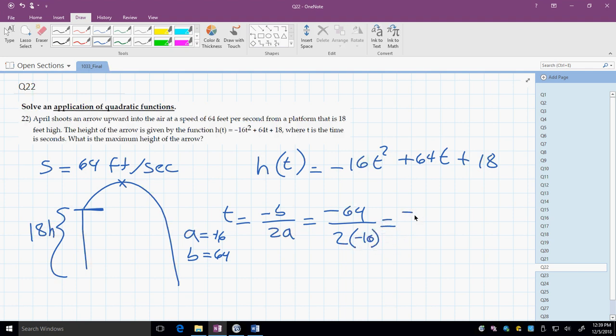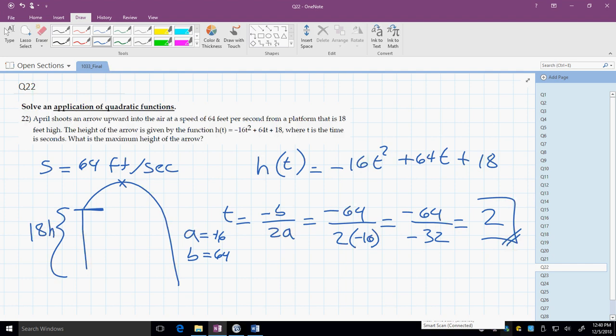Help me out with the calculator. I don't have mine anymore. My boss took it. Negative 32. Yes, no one is working the calculator. Thank you.